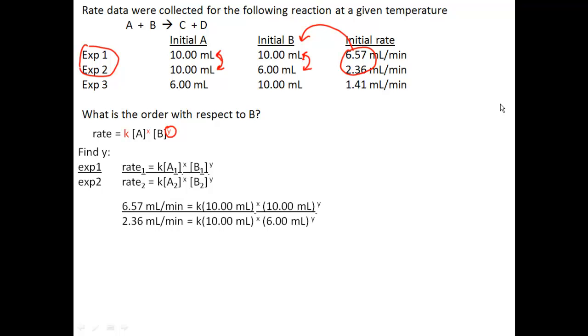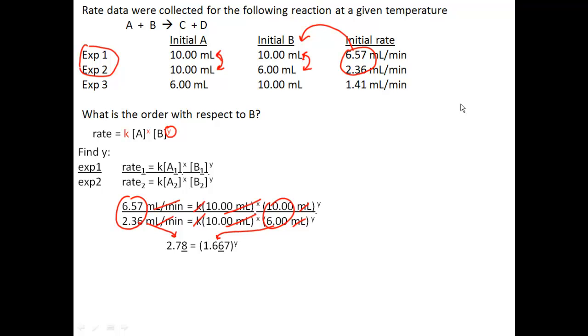What happens now is my K's cancel, because it's the same. 10 to the X, 10 to the X, I don't care what X is, it's going to cancel. The milliliters per minute cancels, so milliliters cancel as well. So I end up getting these numeric numbers of 2.78 is equal to 1.667 to the Y. Okay, 1.667 is 10 divided by 6, and that 6.57 divided by 2.36 is that 2.78.